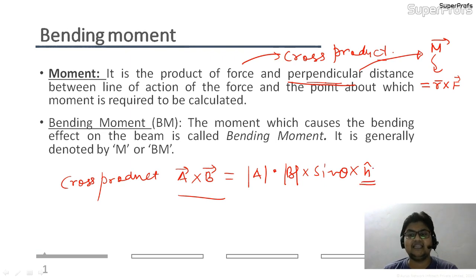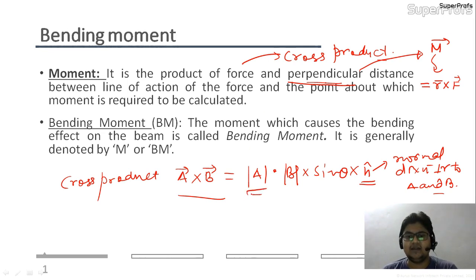So what is this n cap representing? It is representing the normal direction perpendicular to a and b. The plane which contains the vectors a and b, the normal to that plane will be n cap. So a cross b is nothing but the modulus. What is this modulus? This is nothing but the magnitude of the vector.